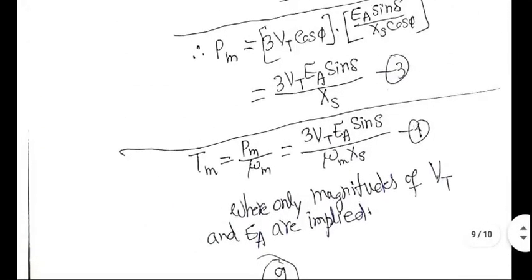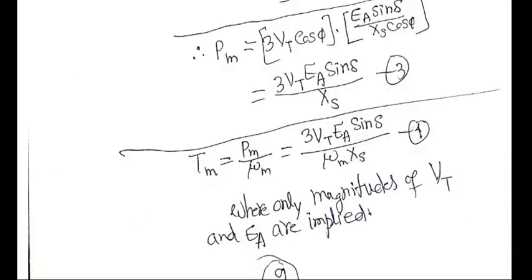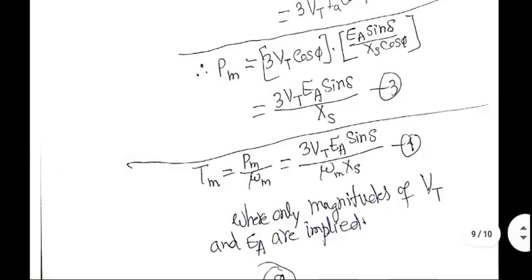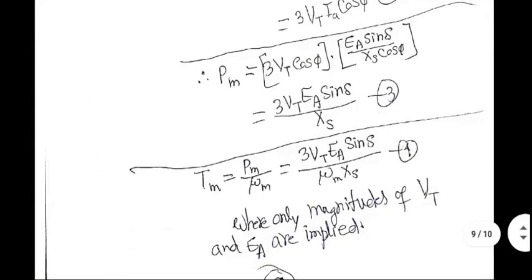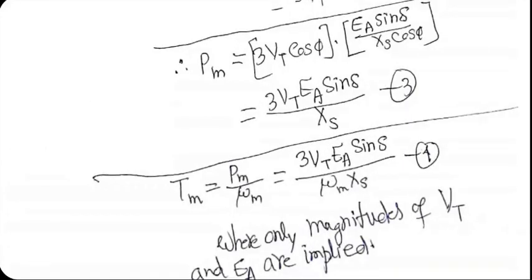This formula will be required a little bit later also, I think. The maximum value of torque is going to be obtained when delta is pi by 2. And you can figure out the value very easily. The maximum power would also occur at the same point.